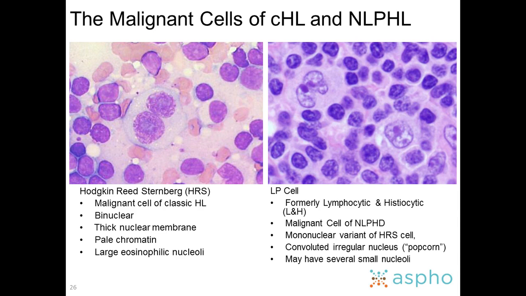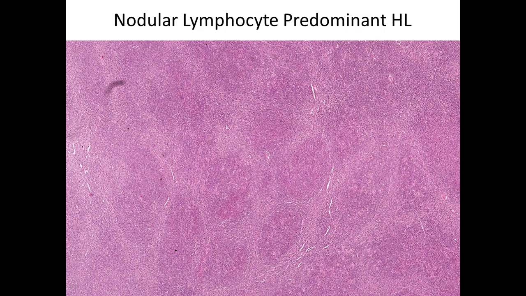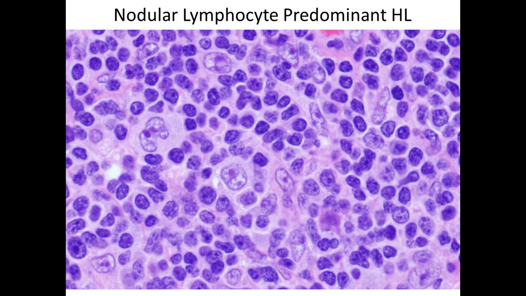Comparing the malignant cells of classic Hodgkin lymphoma and nodular lymphocyte predominant, on the left are the Reed-Sternberg cells. They've got a binucleate, thick nuclear membrane, pale chromatin, large eosinophilic nucleoli, and then the LP cell for nodular lymphocyte predominant that used to be called the LNH cell. This is a mononuclear variant, and it has this convoluted irregular nucleus, and just try to remember the word popcorn. They look kind of crumpled up like popcorn. This is a low power of nodular lymphocyte predominant, and you can kind of see the nodular architecture here. And at high power, you see these popcorn cells surrounded by sheets of infiltrating lymphocytes.